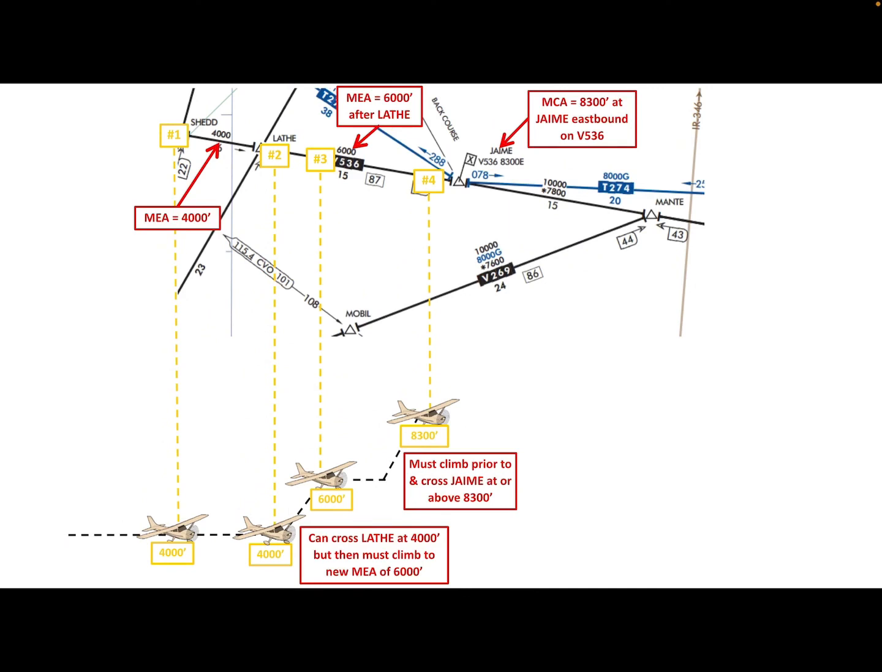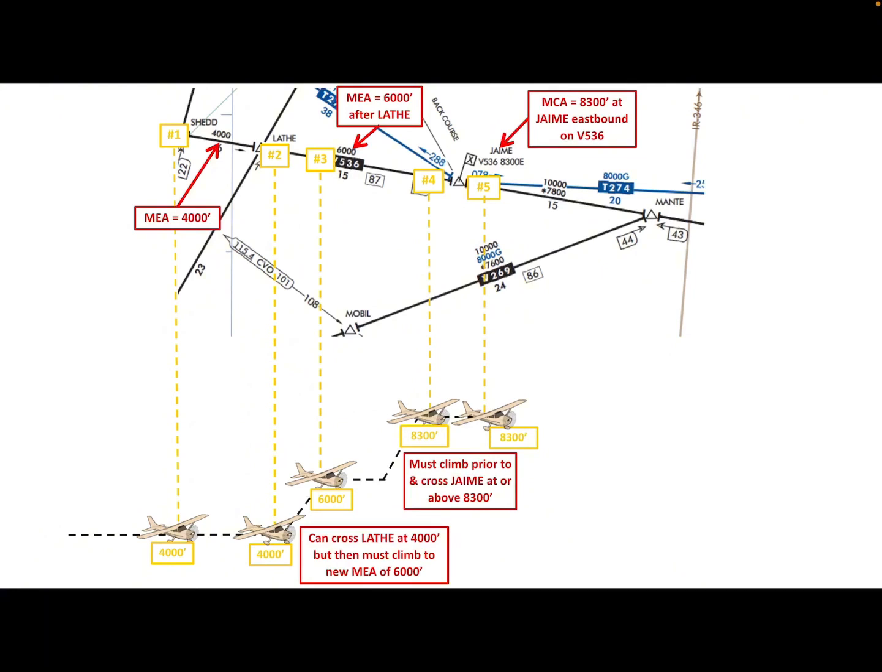So here, position 4, where we're just before Jamie going eastbound, we need to climb to 8,300 feet. So that's what we do here from position 6, where we climb to 6,000. We would just continue on to 8,300 feet to get to that altitude prior to Jamie so we can meet that MCA.